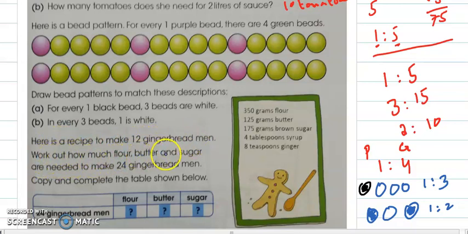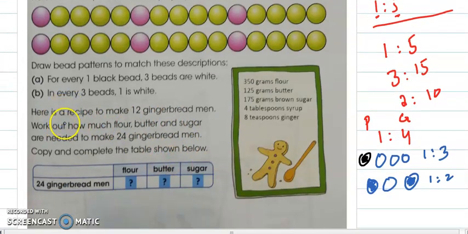And next is a recipe to make 12 gingerbread men. Work out how much flour, butter, and sugar are needed to make 24 gingerbreads. The recipe is here in front of you: 350 grams flour, 125 grams butter, 175 grams brown sugar, 4 tablespoons of syrup, and 8 teaspoons of ginger. This is the recipe for 12 gingerbread men.